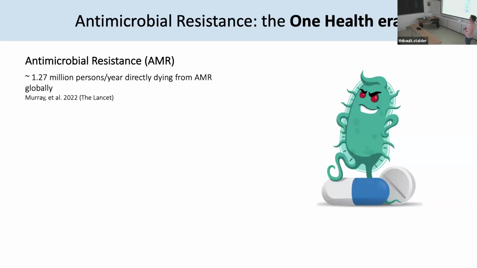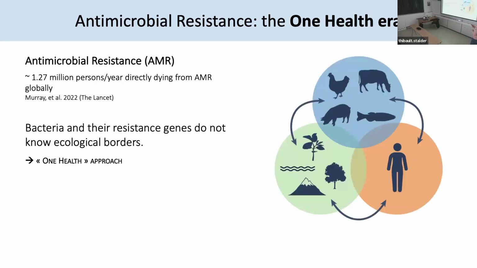So first, maybe for people that are not microbiologists, why antimicrobial resistance? AMR is a major global health issue, with more than 1 million people dying directly from the consequences of AMR globally per year. What is interesting about AMR is that the bacteria and their resistance genes do not know ecological borders. So this issue goes beyond what we would imagine from the human and the animal, which are the most affected by antimicrobial resistance. But what we now start to know better is that the environment plays a major role in the emergence, dissemination, and transmission of AMR. So we really need this so-called One Health approach if we want to understand what's happening in terms of antimicrobial resistance.